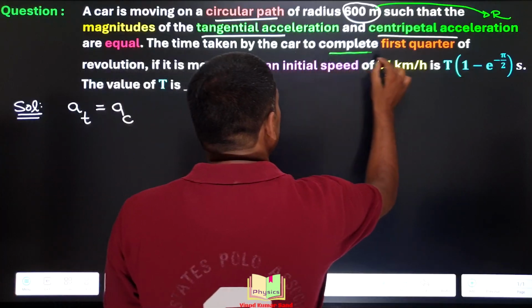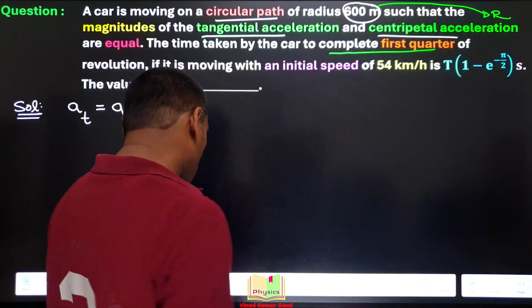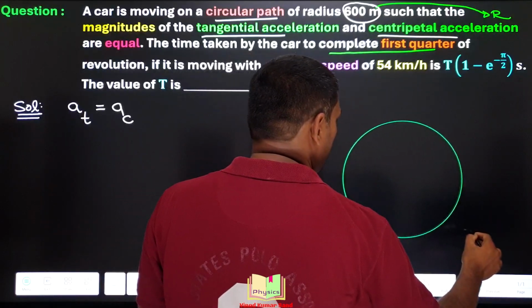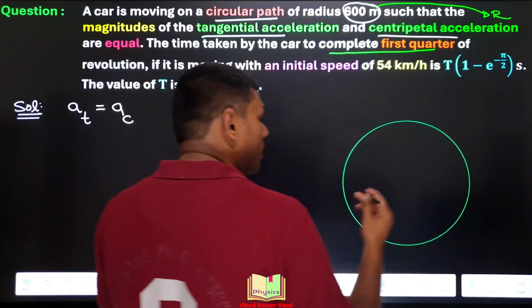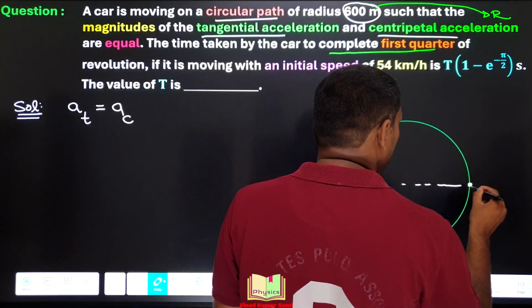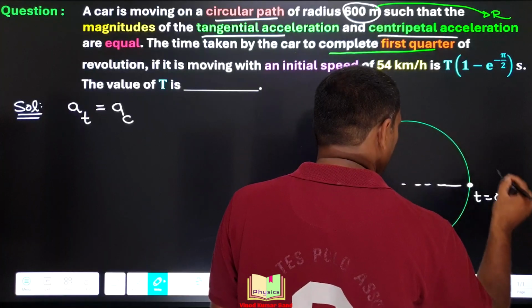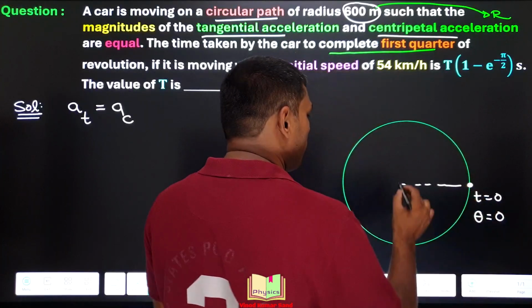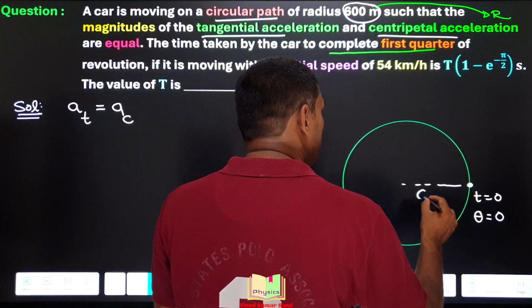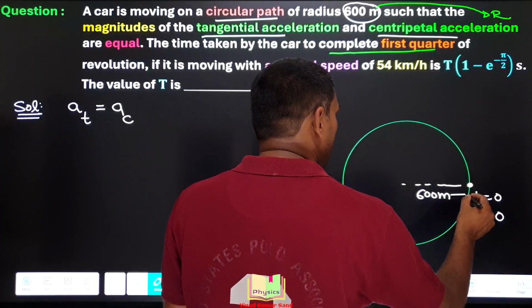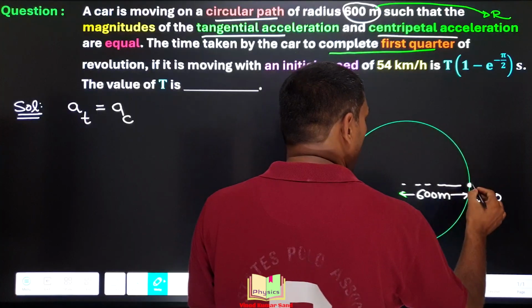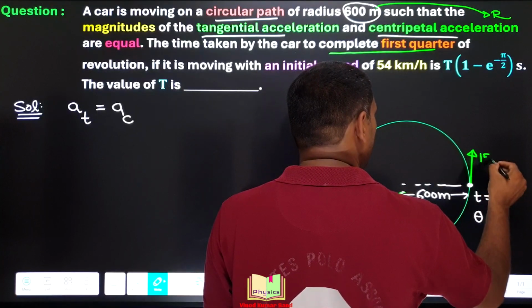The car completes its first quarter. So let's draw that here. Suppose this is the circle at t is equal to 0. The car is at its initial position. This angle theta we also consider as 0 radian. And the radius is given as 600 meter. The car has the initial speed of 15 meter per second.